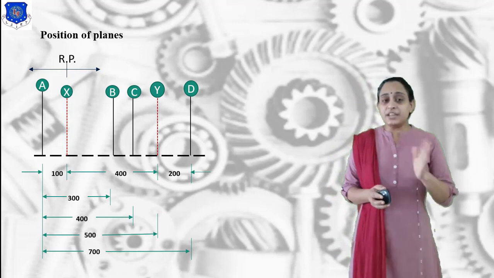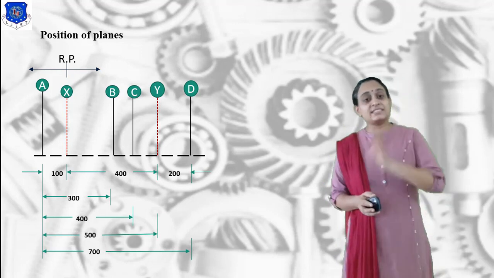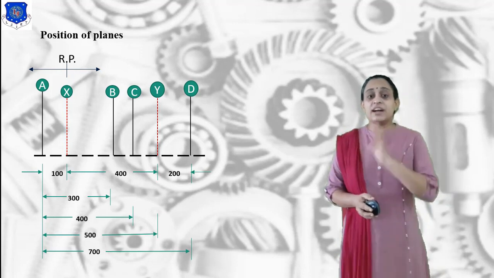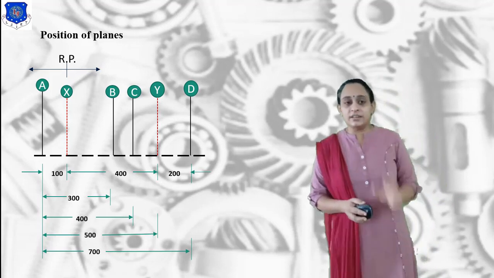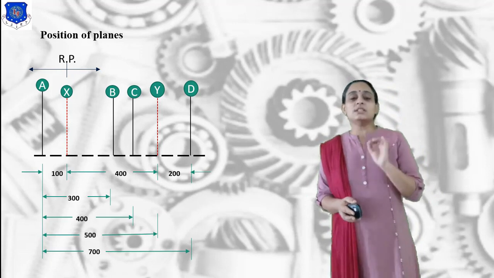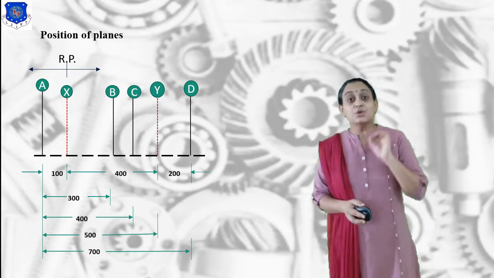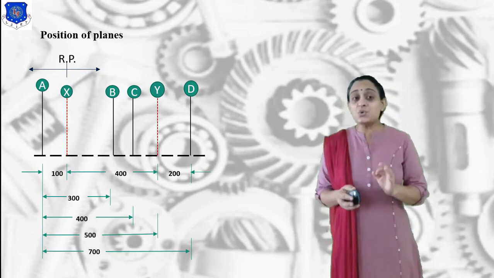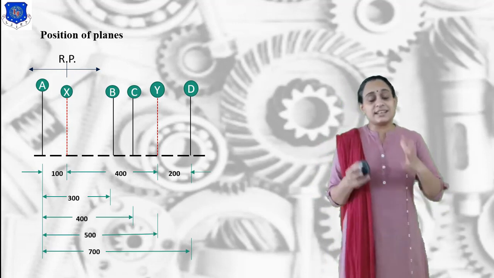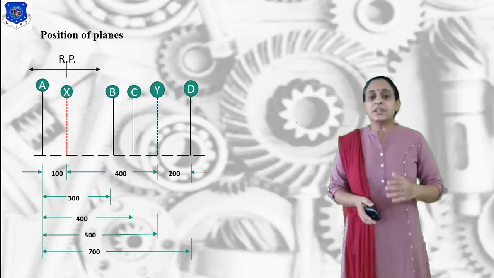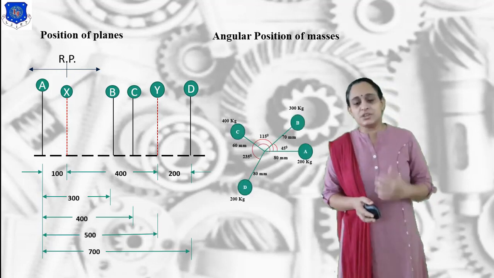Next, the distance between A and X is 100, X and Y is 400 and Y and D is 200 mm. All this data is in mm. We have to convert all this data into meters for finding out the values of the centrifugal forces as well as couples. Now let us draw the angular position diagram.